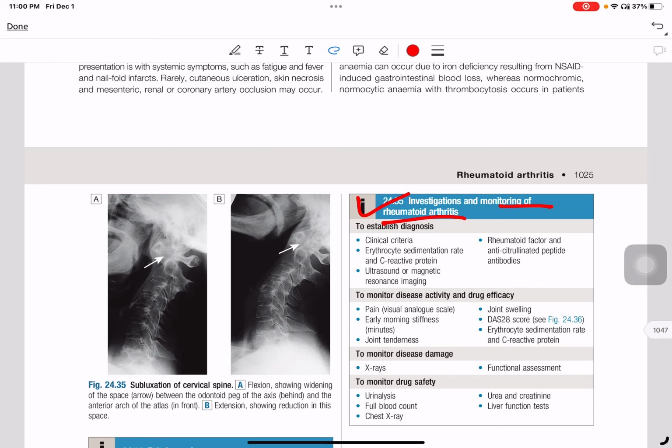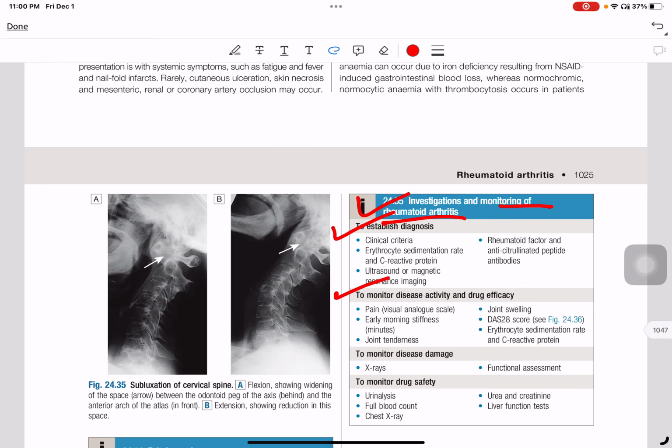The duration will be more than 6 weeks. There will be morning stiffness. Pain is inflammatory in nature. There may be raised ESR or C-reactive protein. There may be raised rheumatoid factor or anti-CCP antibody. There will be imaging evidence of rheumatoid arthritis, that is bony destruction, periarticular osteoporosis, synovitis.